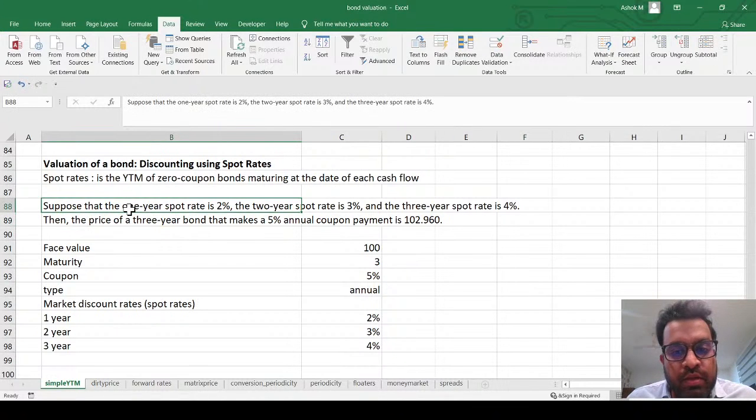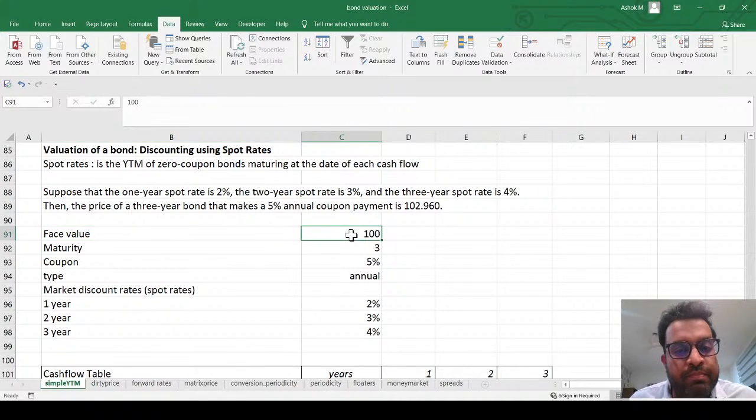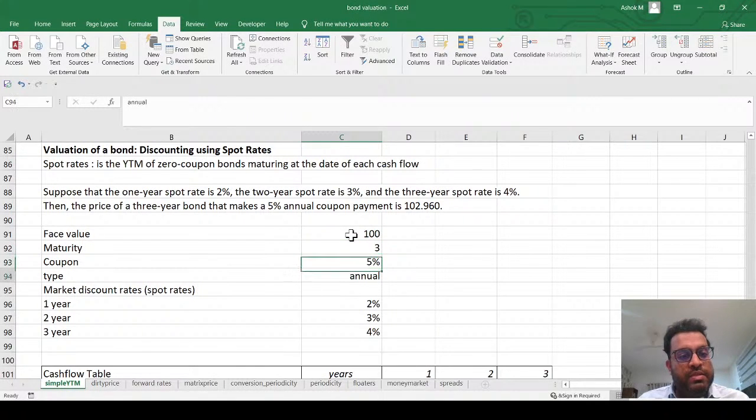So what we have here is a face value of 100, a maturity of 3 years, a coupon of 5%, and the periodicity is annual. So this is 1 year, 2 year, 3 year maturity, and you have corresponding spot rates: 2%, 3%, 4%.